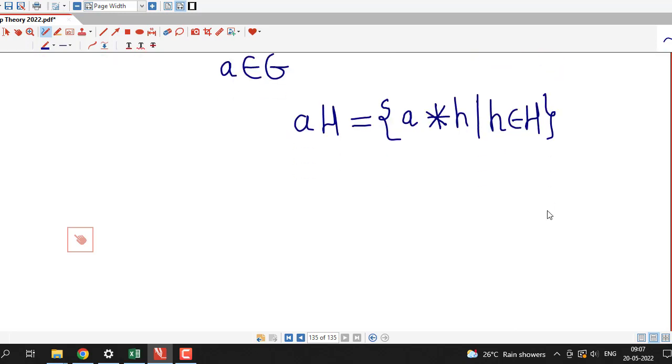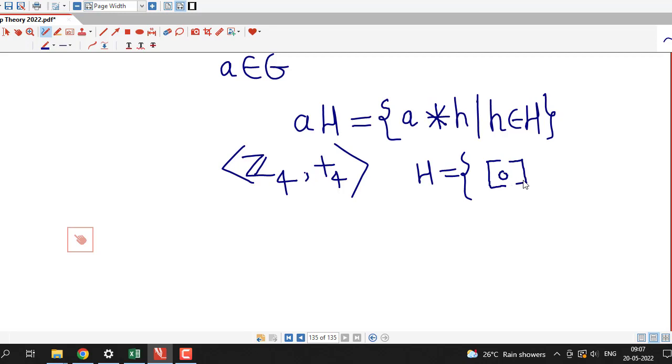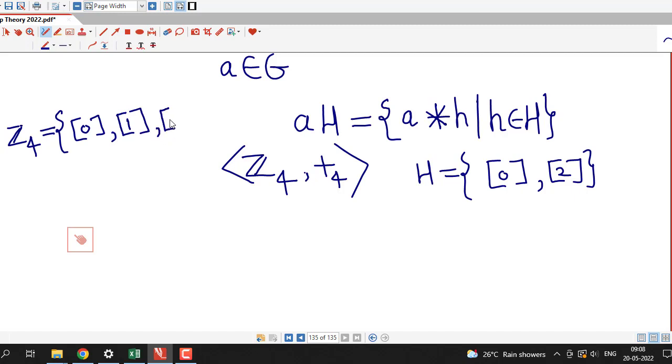And we had seen one example. We obtained the cosets in the group Z4, addition modulo 4, and the subgroup we had taken was the equivalence classes generated by 0 and 2, and we obtained cosets corresponding to each element in Z4. Today we will discuss some properties of cosets, and for that we will analyze this example which we did in the last lecture.